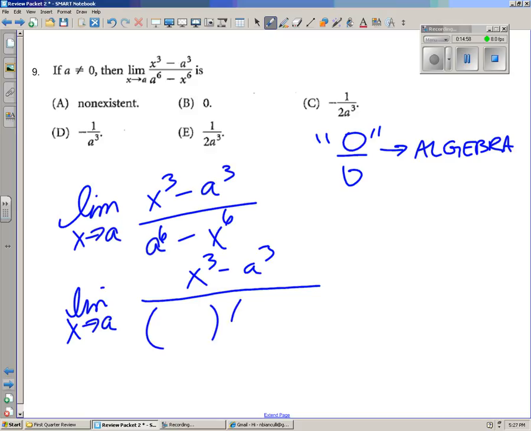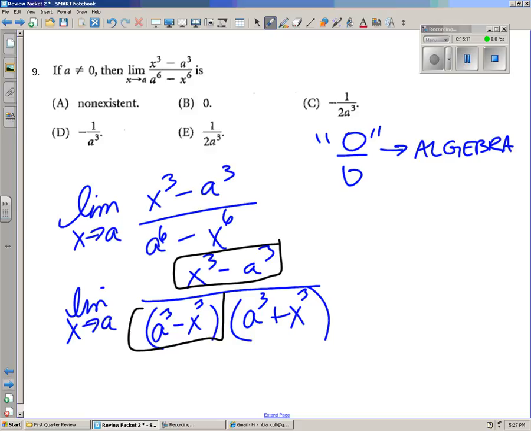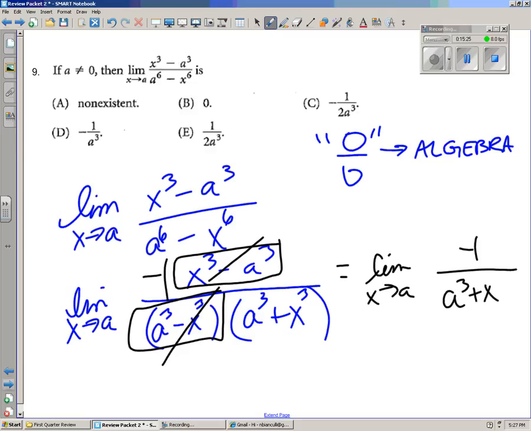But the bottom is the difference of two perfect squares. So if you factor the bottom, you would get a cubed minus x cubed times a cubed plus x cubed, which is fantastic. This guy and this guy are opposites of each other. So they do cancel, but they cancel with the effect of that you have a -1. So we have the limit as x approaches a now of -1 over a cubed plus x cubed. Now if you plug in a for x, you would get -1 over a cubed plus a cubed, which is -1 over 2a cubed, which is choice C.